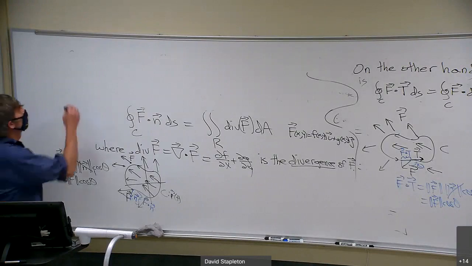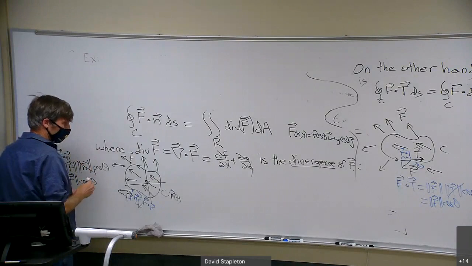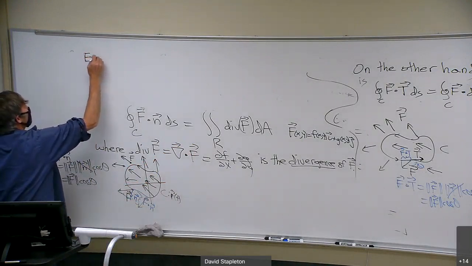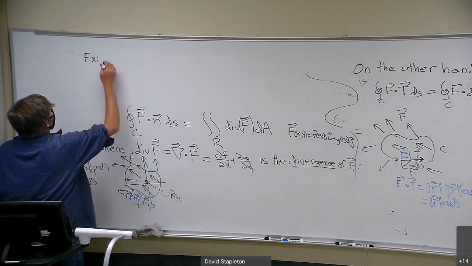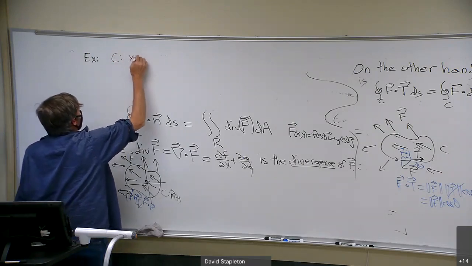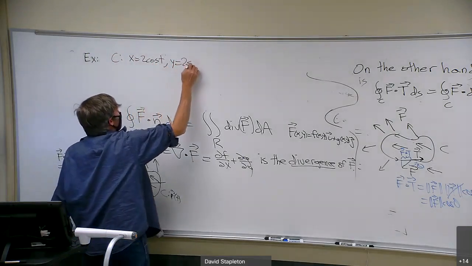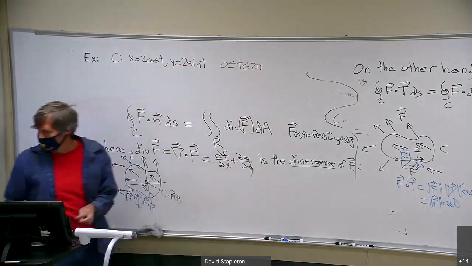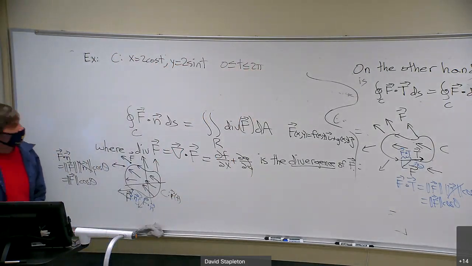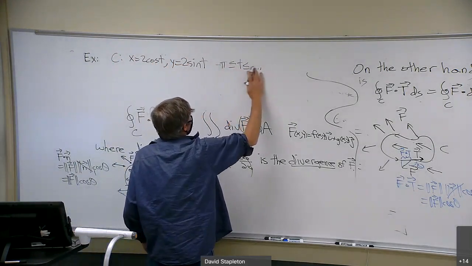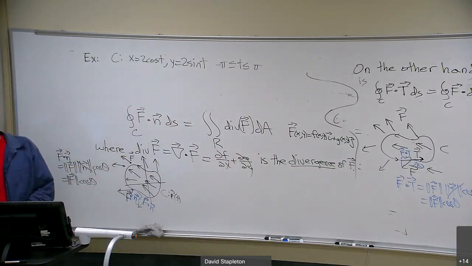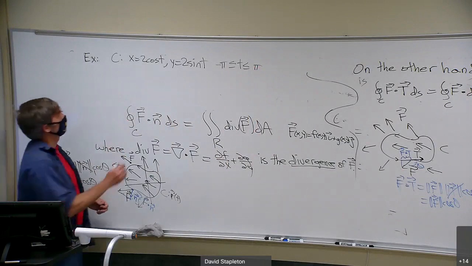Let's consider the circle of radius 2. So suppose I consider C, the curve x equals 2 cosine t, y equals 2 sine t, t running from 0 to 2 pi, once around the circle of radius 2. Oh, I'm sorry, I did minus pi to pi. And then it's the same flux, because you're just integrating the component all the way around once. F is equal to 2x i plus 2y j.